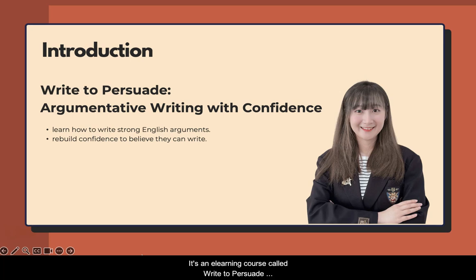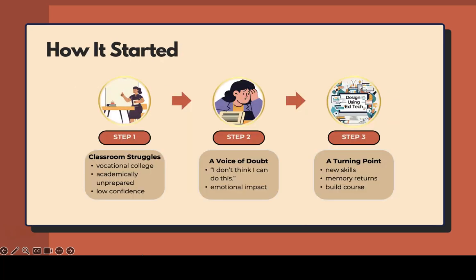It's an e-learning course called Write to Persuade: Argumentative Writing with Confidence, and it's designed to help students learn how to write strong English arguments, one simple step at a time. But more importantly, this course helps students rebuild something even more powerful, the confidence to believe they can write.